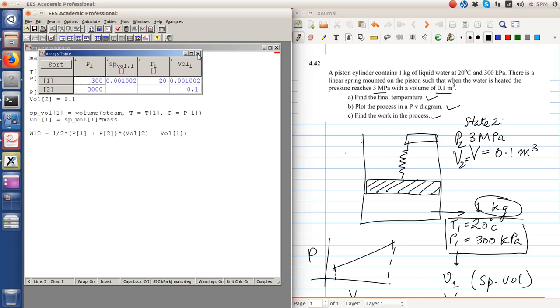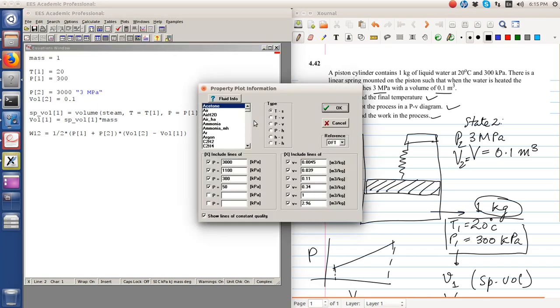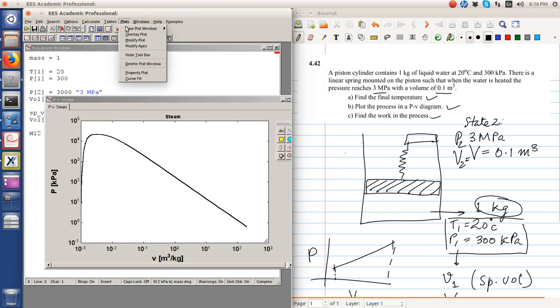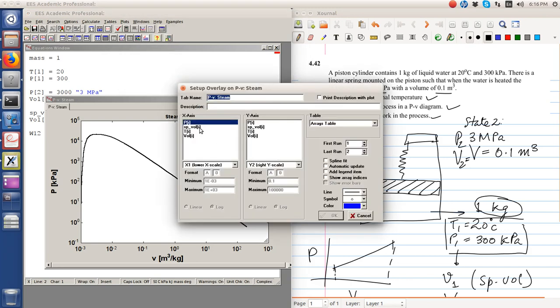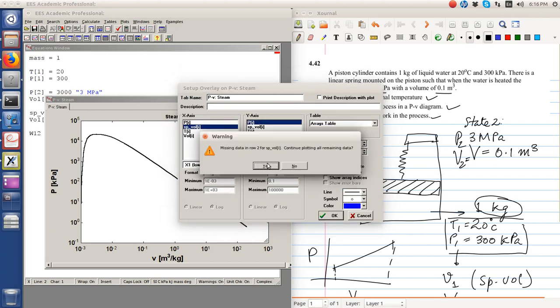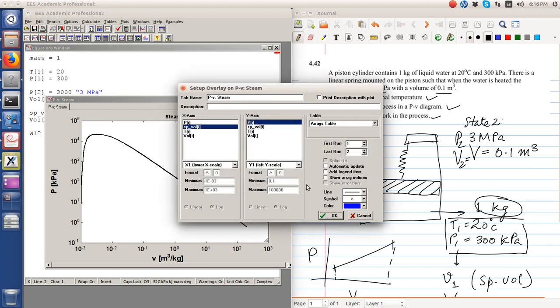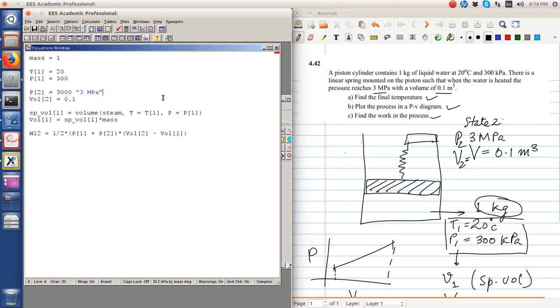We need to plot it on a PV diagram. So we go to plots, property plots, steam, PV. Okay, there we are. Then we go to plots, overlay plot. On the x-axis we have specific volume, on the y-axis we have the pressure. Missing data in row 2 for specific volume. Okay, let's see what the missing data is.